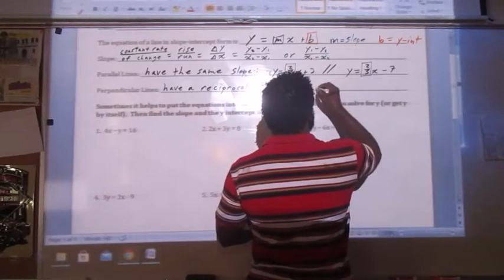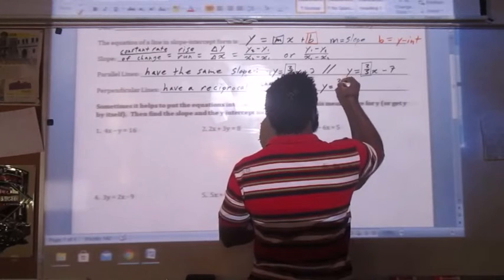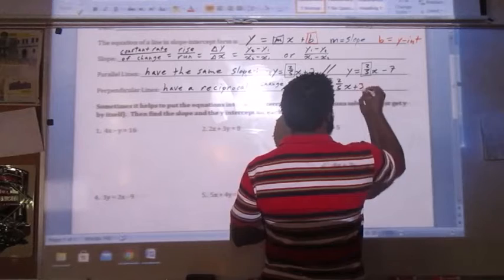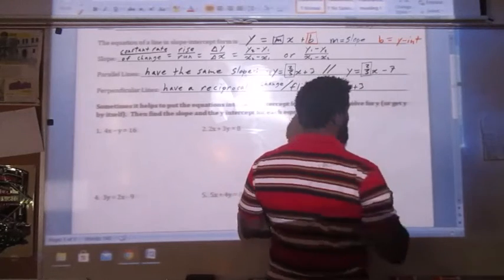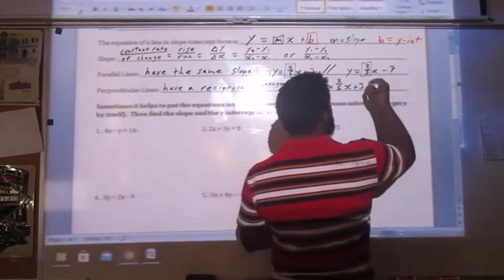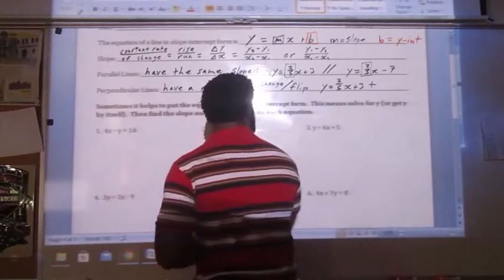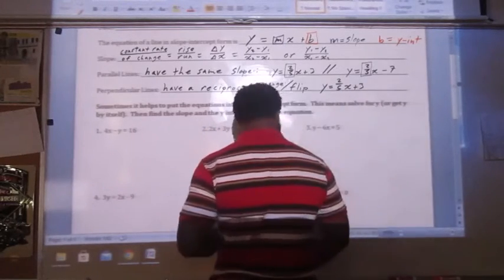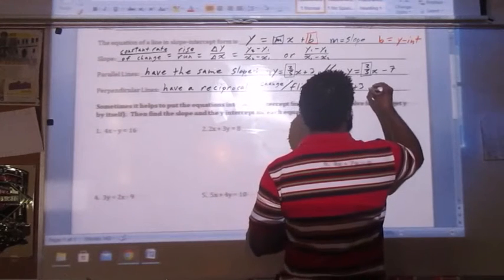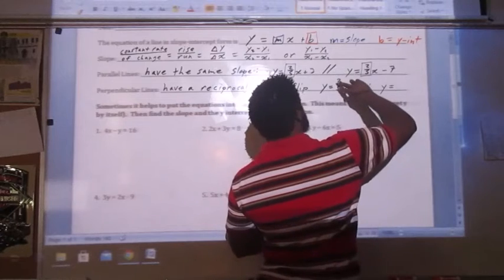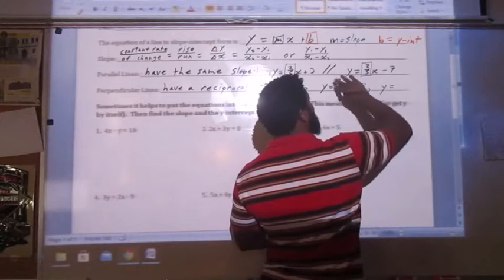Y equal to 2 over 5x plus 3, right? And a perpendicular line to it. Perpendicular line to that will be y equal to, you're gonna change the sign and you're gonna flip it.